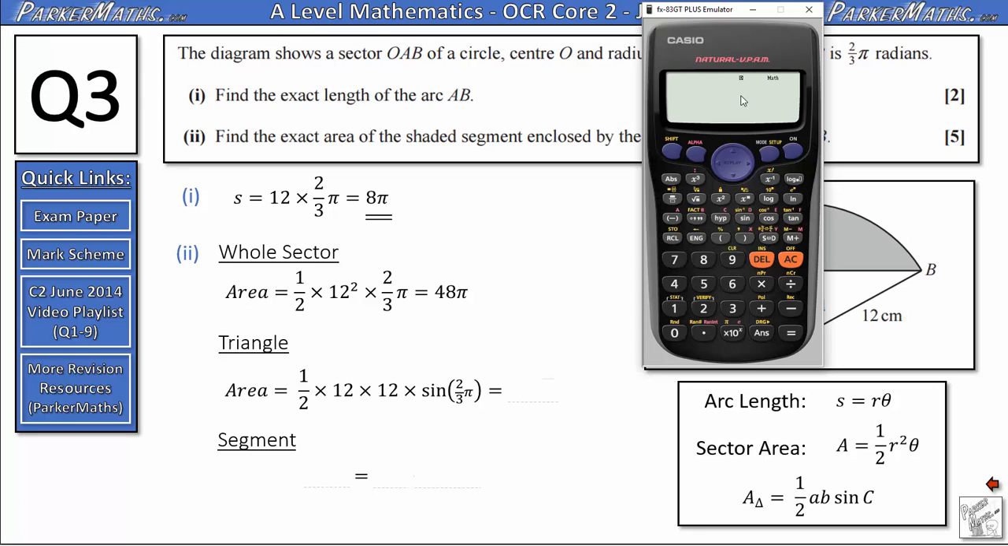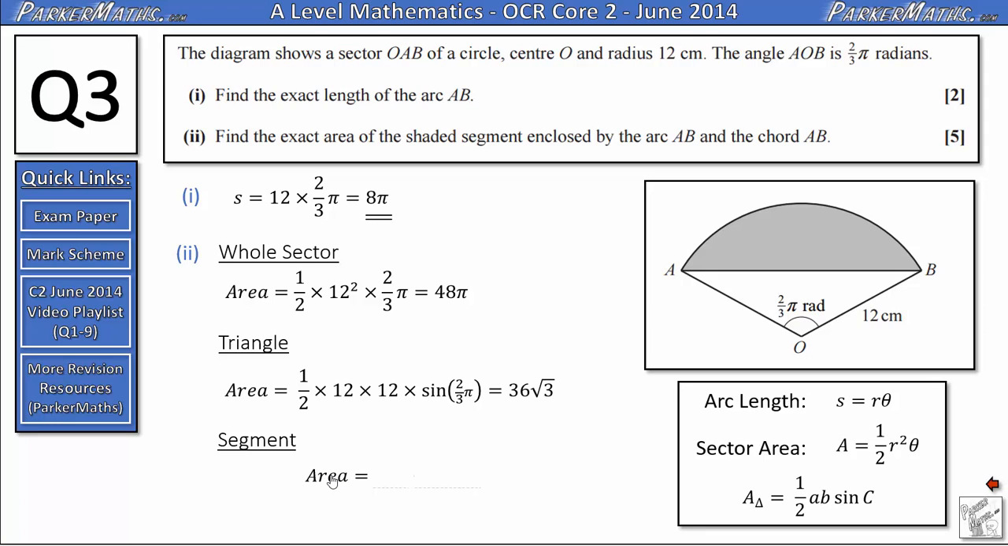At the moment my calculator is in degrees mode. I can see that by the little D up here. So what I need to do is change the mode of it so that it's in radians. Always look out for a little r when you're doing calculations in radians. So we need to do a half multiplied by 12 multiplied by 12 multiplied by sine 2/3 pi. And that gives us 36√3. Remember, we're finding the exact area, so I don't want a decimal approximation for this.